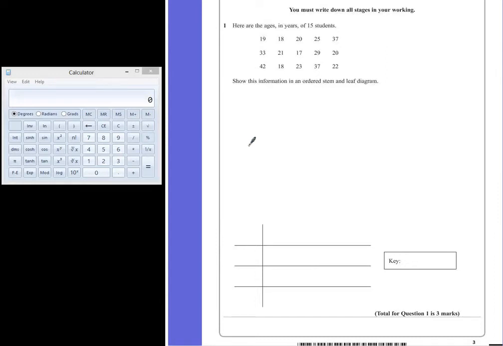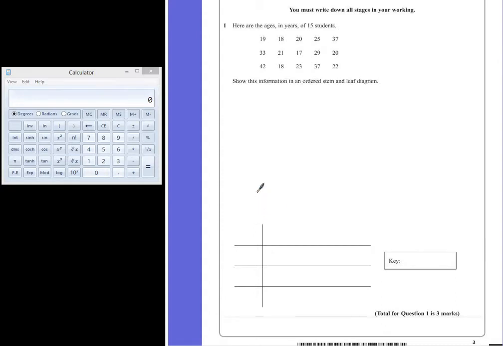Question 1. Here are the ages in years of 15 students. Show this information in an ordered stem and leaf diagram. Now we've got a section at the bottom here to actually show us what the completed stem and leaf diagram should look like, but we're going to use this area in the middle here to work out what has to go into this value.